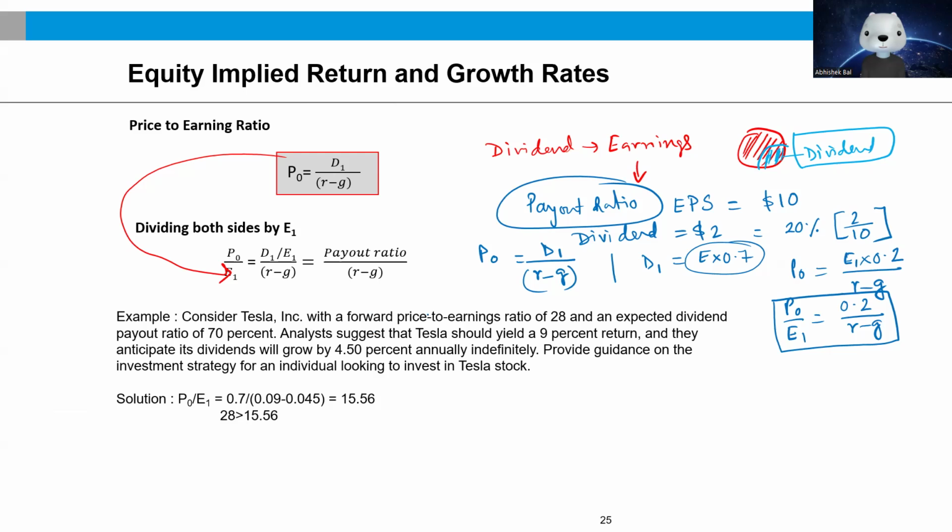Consider Tesla with a forward price earning ratio. And here also I must make one point very clear, unless otherwise specified. Always understand that whenever we are talking about the PE ratio, because most of the people confuse this, whenever we make mention of the PE ratio, that's always by default a forward PE ratio. This is a forward PE ratio.